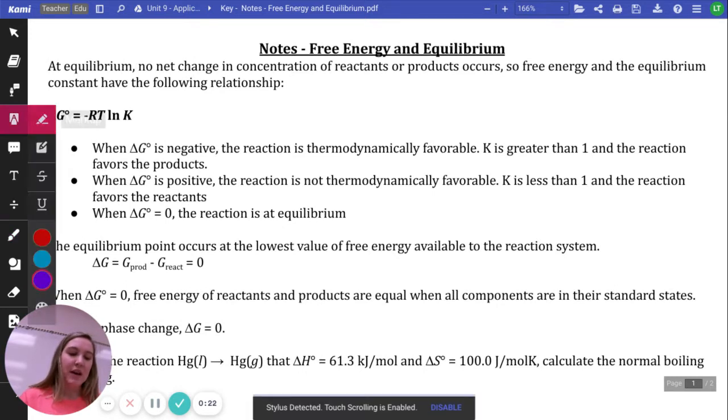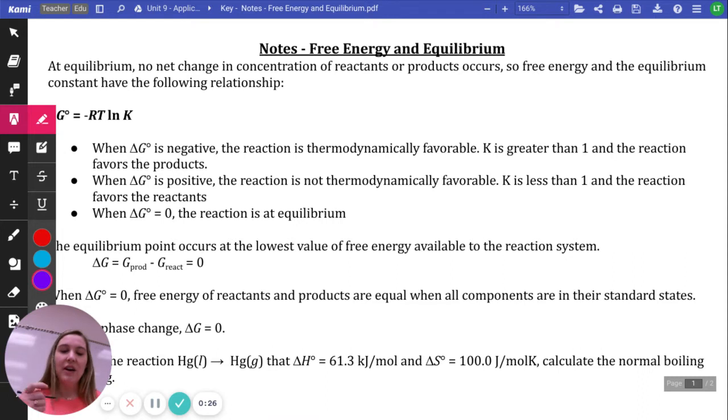So guys, it's been a while since we've talked about equilibrium. Just a reminder that at equilibrium, there is no net change in the concentration of reactants or products. What that means is reactants are still becoming products and products are still becoming reactants, but it's happening at the same rate. So the rate of our forward reaction is equal to the rate of our reverse reaction.